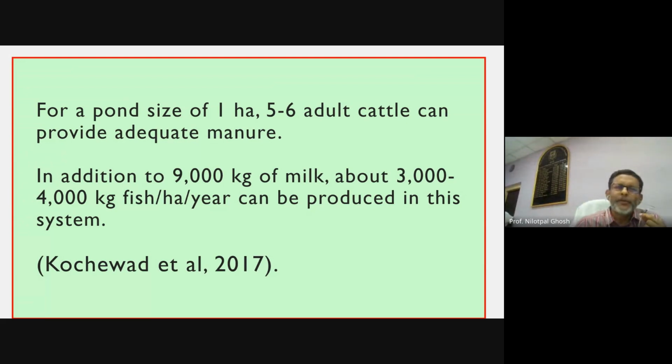In addition, 9,000 kg of milk and 3 to 4,000 kg of fish per year can be produced in this system. So 1 hectare land, 1 hectare pond, keeping 5 to 6 cattle means fish production increased, or the economic fish production is possible because fish feed requirement is reduced drastically along with the milk production.